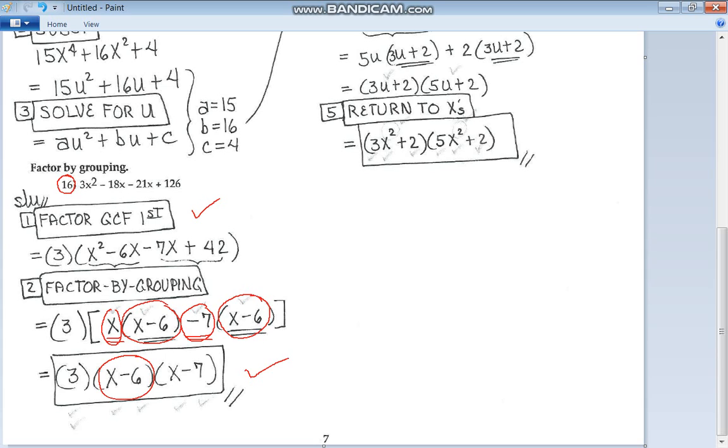Okay, now be sure you used factor by grouping there, because that's what you were told to do.